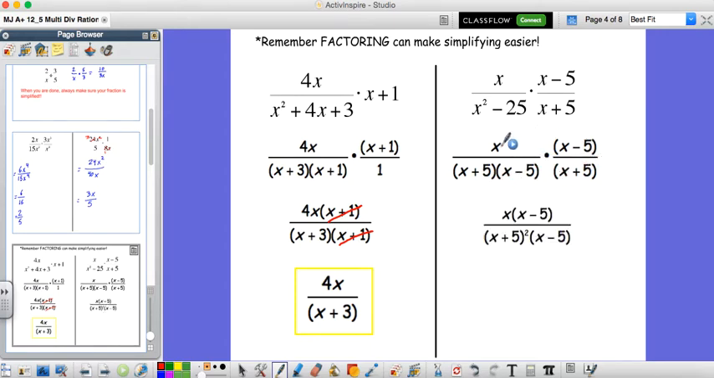Put it all together. We have x times x minus 5 divided by x plus 5 times x minus 5 times x plus 5. Now you'll see we have an x minus 5 and an x minus 5. So we're left with just x over x plus 5 times x plus 5, or x plus 5 squared.